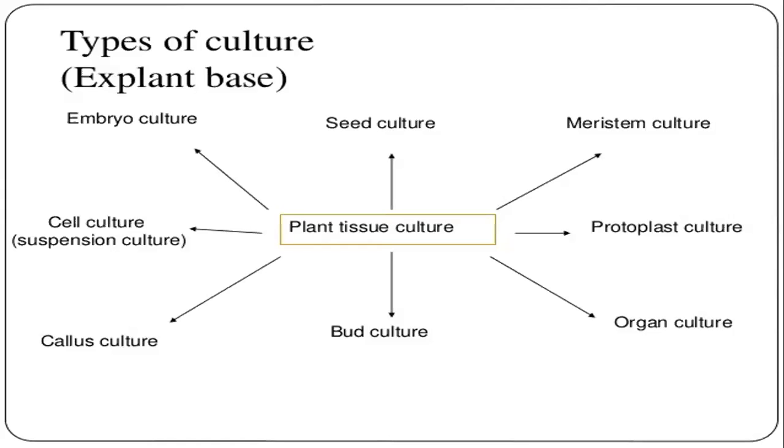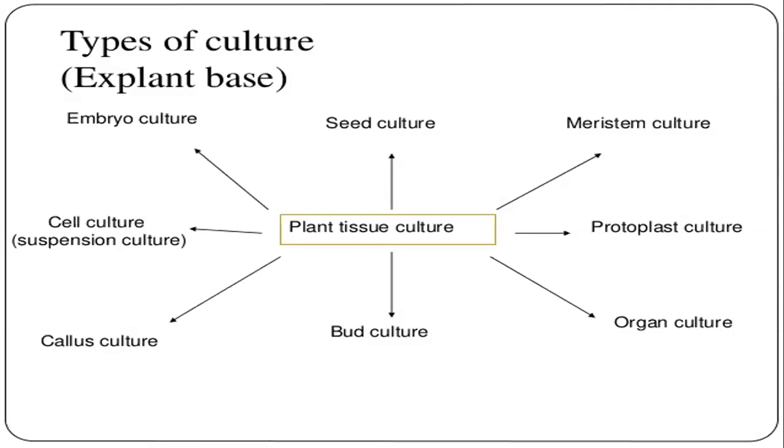Now here, types of culture. Actually, these are not types of culture. These are the techniques which are used in tissue culture, and which can also be called types of culture on the basis of the explant used. As we discussed, an explant is any part of the plant which is used to start or initiate the culture.